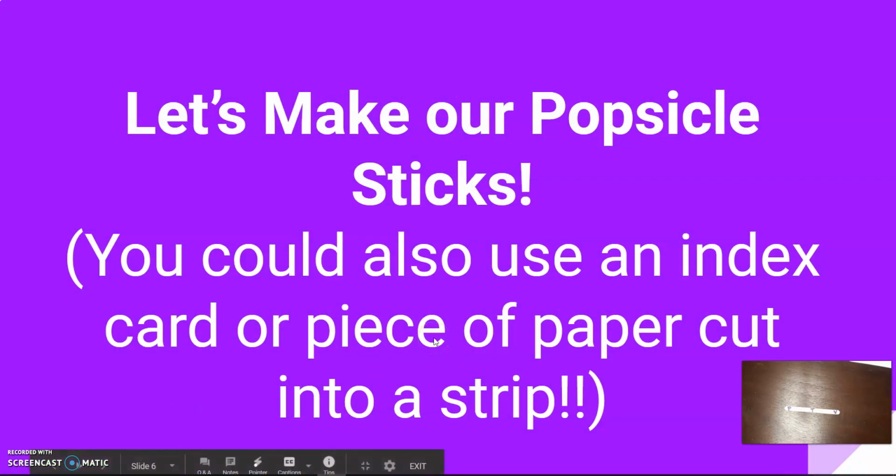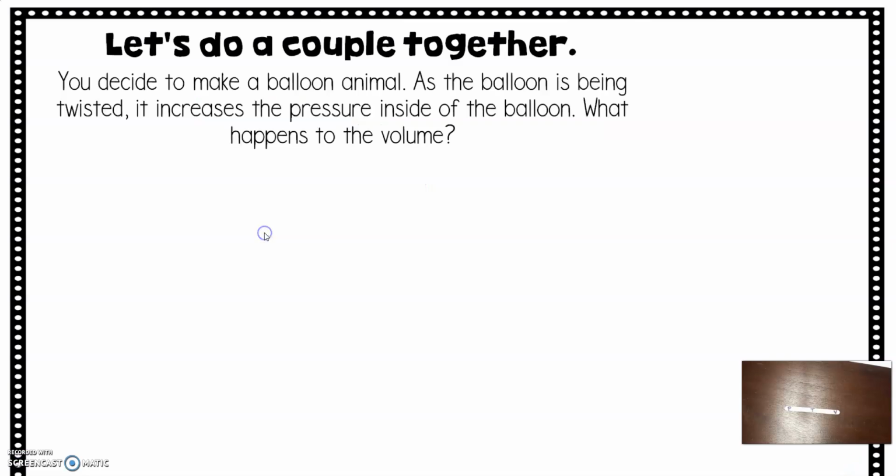Let's go ahead and move forward with our first example. You're going to find this at the very top of your worksheet. The first example is that you decide to make a balloon animal. As the balloon is being twisted, it increases the pressure inside of the balloon. What happens to the volume?